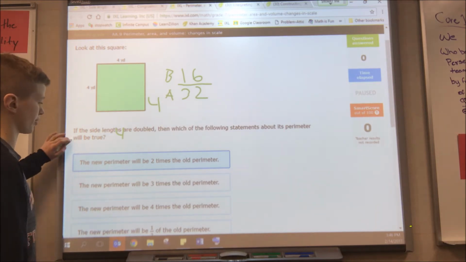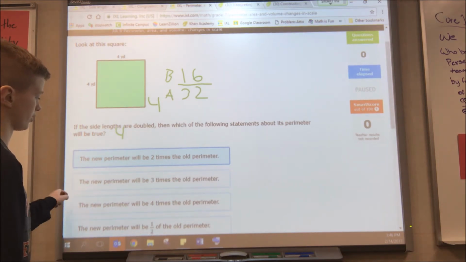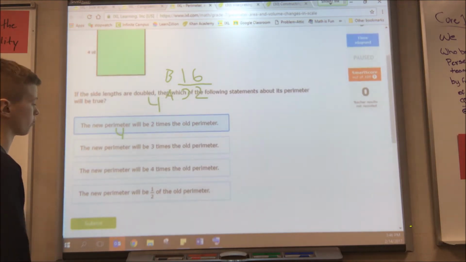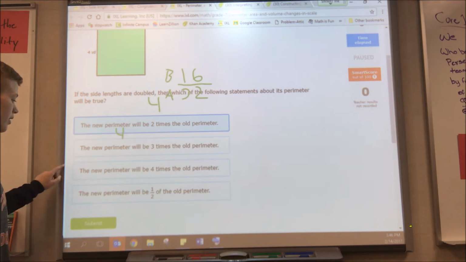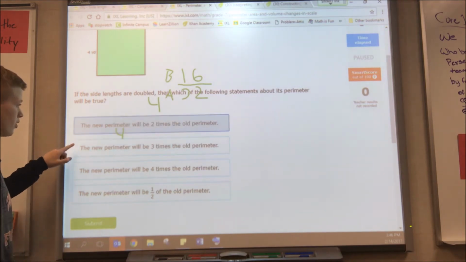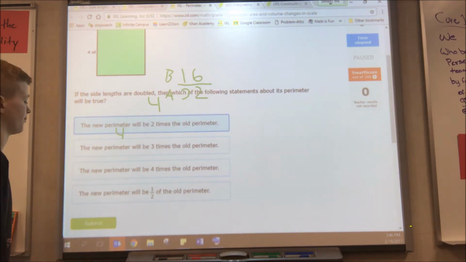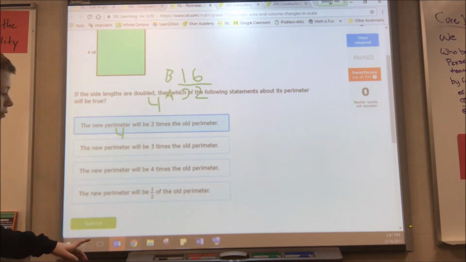The new perimeter will be 3 times the old perimeter. That is false. The new perimeter will be 4 times the old perimeter. That is false. And the new perimeter will be half of the old perimeter. That is false, because if you doubled it, then it can't go down.